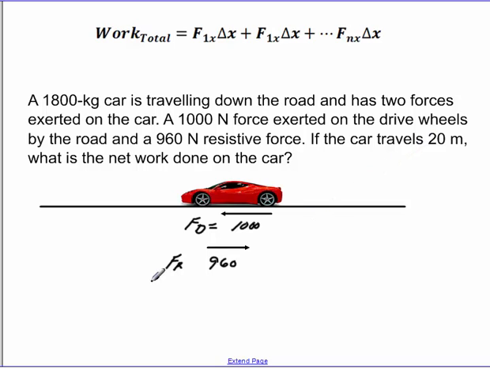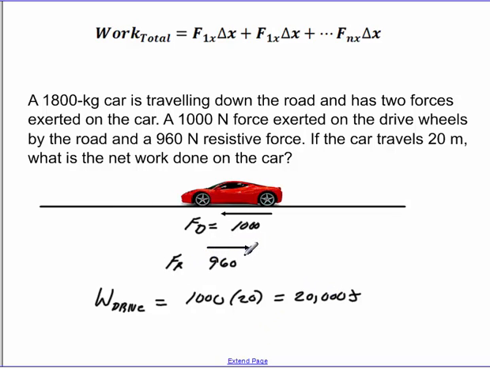So the work done by the drive wheels would equal 1,000 times 20, or 20,000 joules. Okay, and we're going to let anything that goes this way be positive. So that does that amount of work.